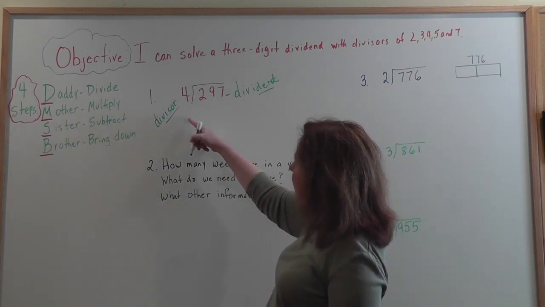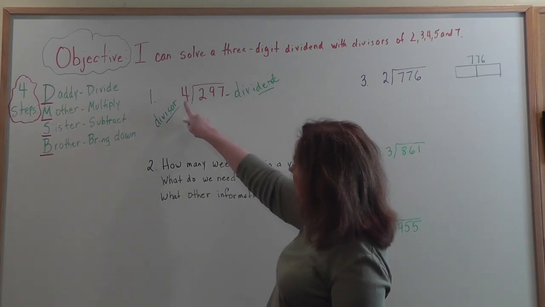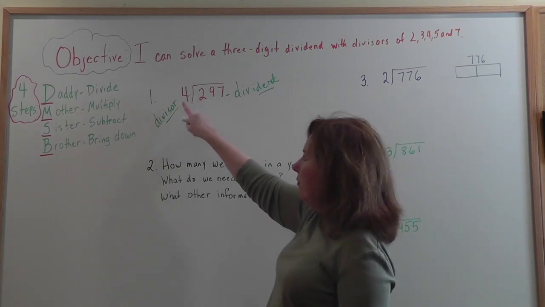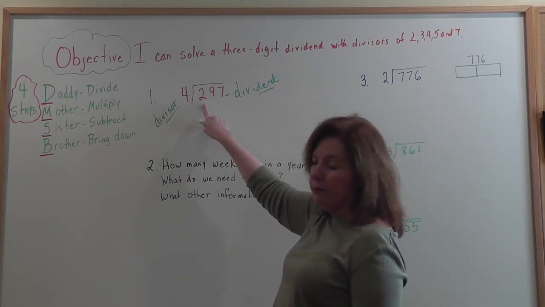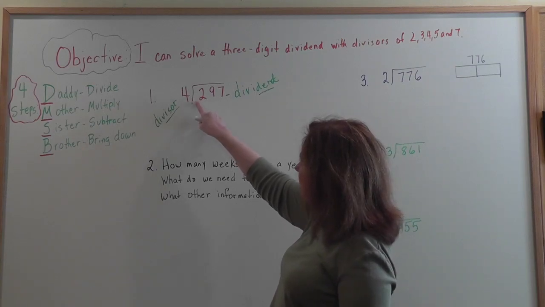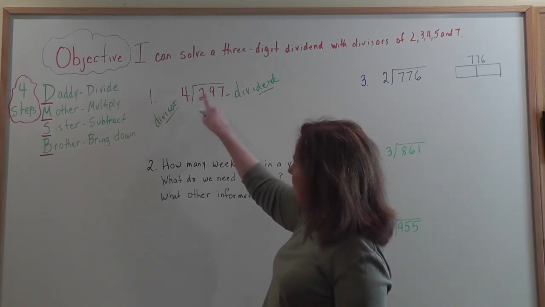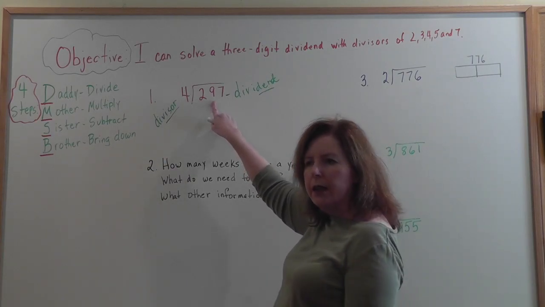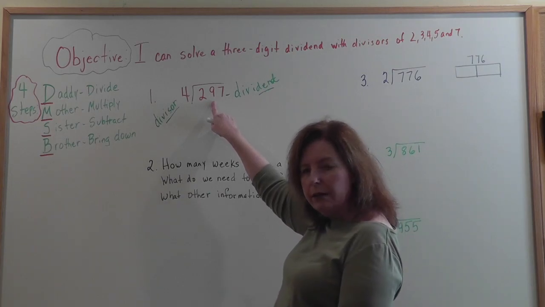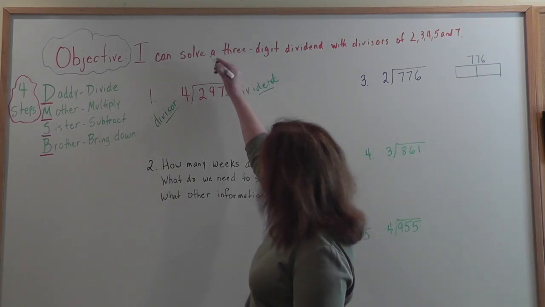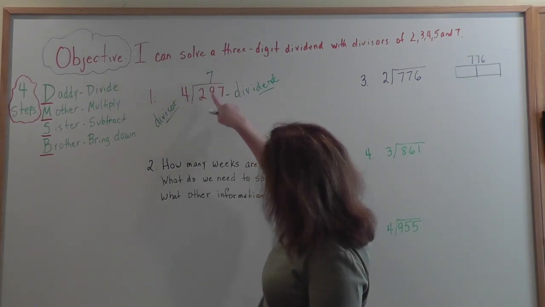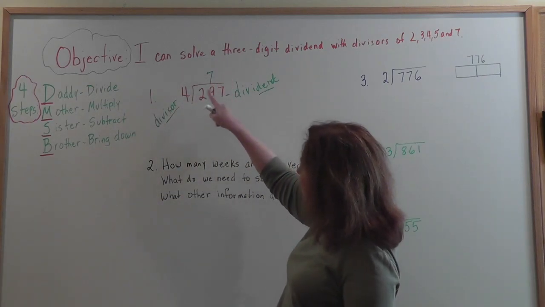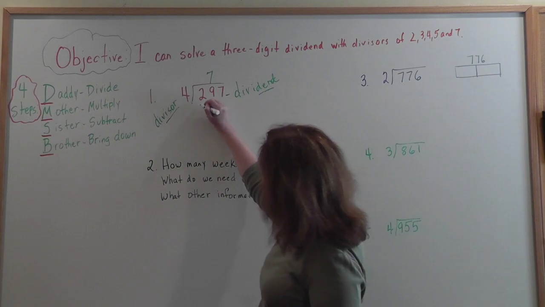So my first step is to divide. So I have 4 here, and I want to see if it can go into 2. Now 4 cannot go into 2. So now I need to go 29. 4 into 29, and I think how many groups of 4 can go into 29? So 7. I'm going to put the 7 on top of the 9 because I know our next step is to multiply. 7 times 4 is 28.